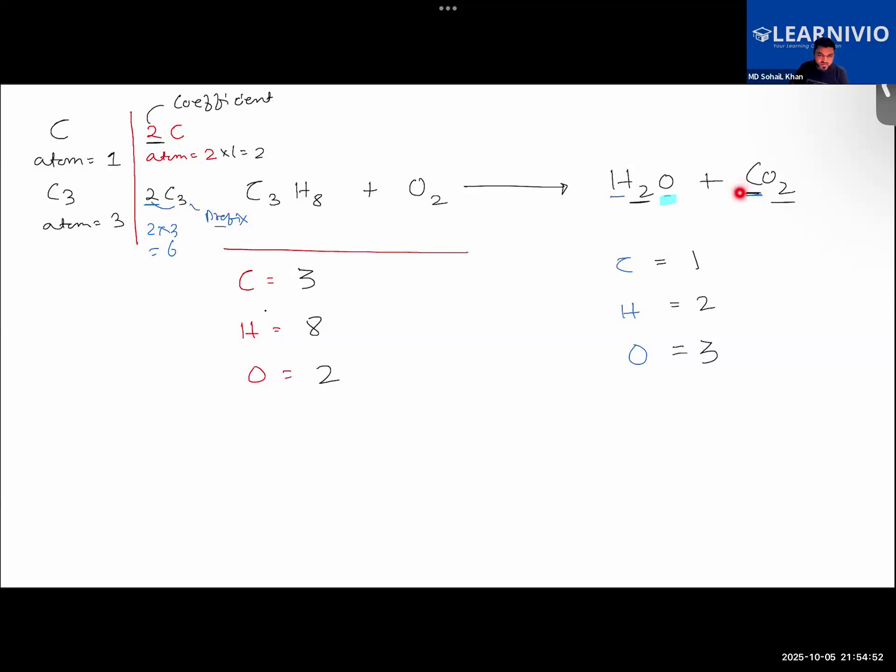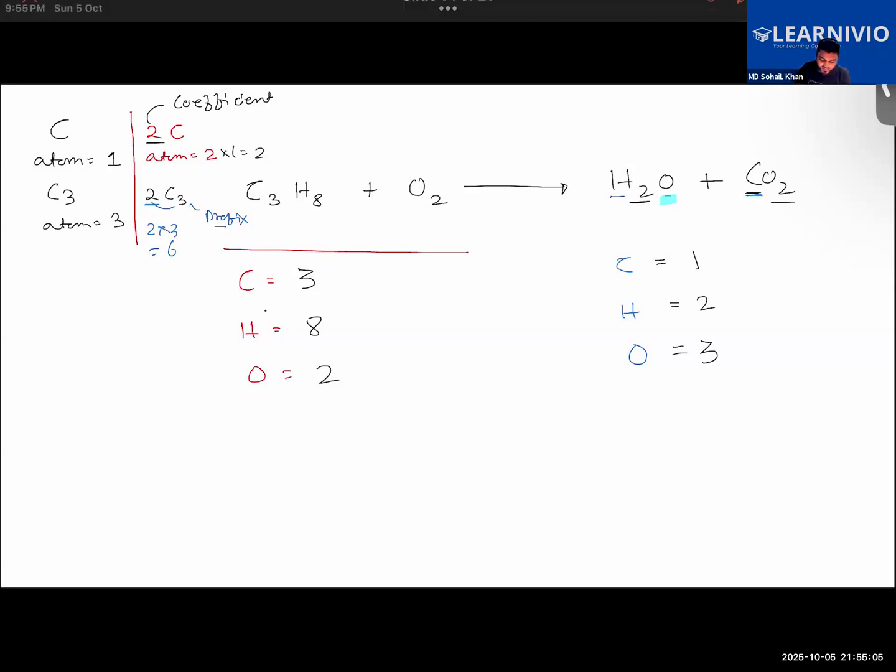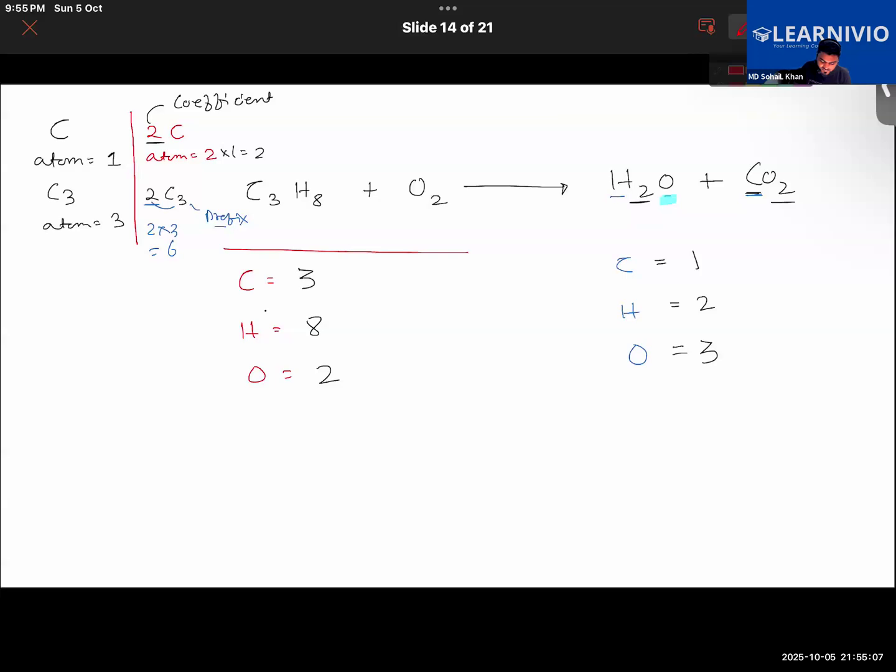It will become three carbon atoms. First of all, we will start with the single elements here. For example, if I multiply it with three, one will be cancelled. I can write three here. So now the number of carbon atoms on both sides has been balanced. Three carbon atoms here, three carbon atoms here.